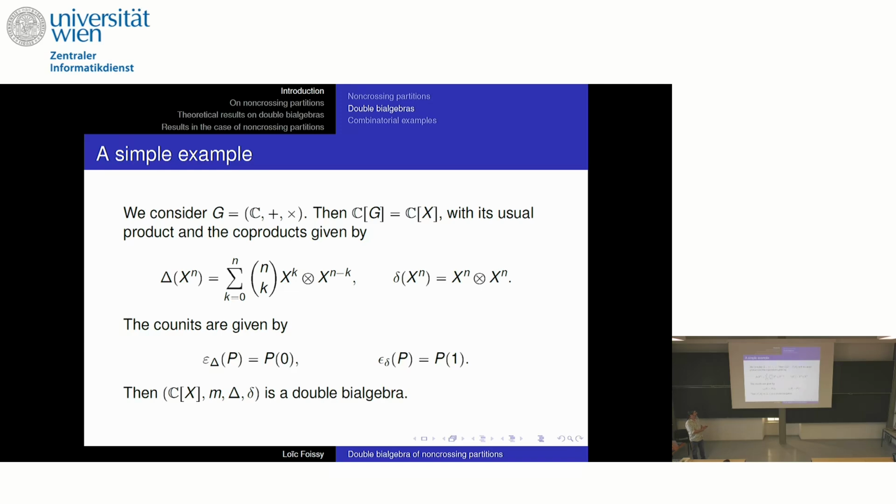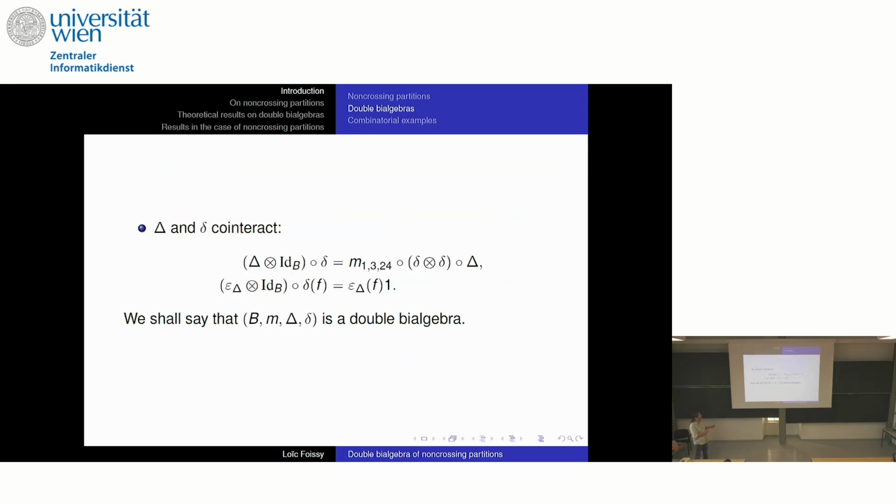And you have two co-units. The unit of plus is 0. The unit of times is 1. So the co-unit is the evaluation in 0, and the co-unit for small delta is the evaluation in 1. So this is a double bialgebra. It is not difficult to show that this is co-associative and this is co-associative. Maybe if you want to compute it, the most difficult part is to prove this compatibility.